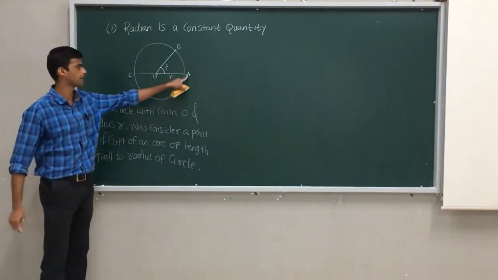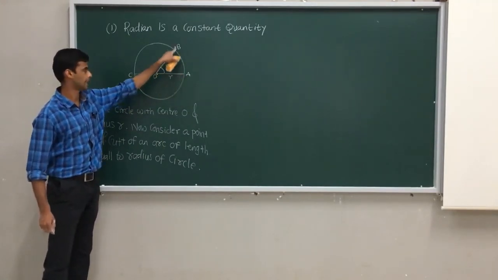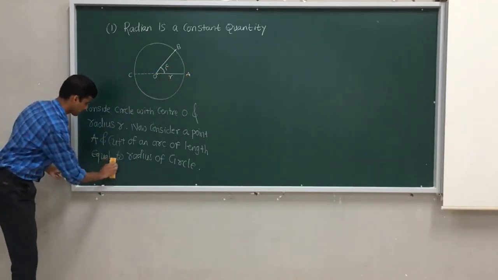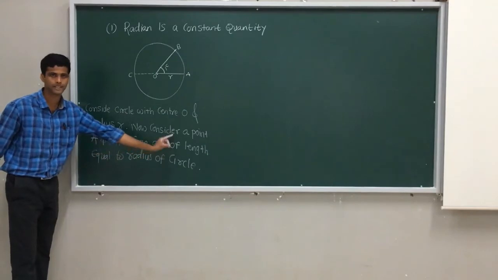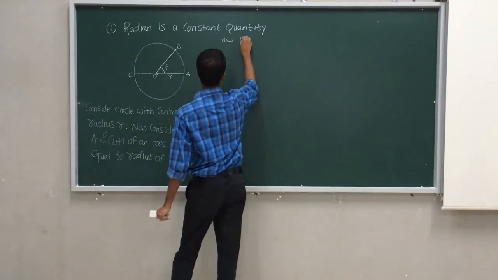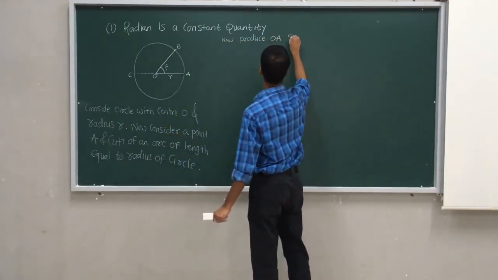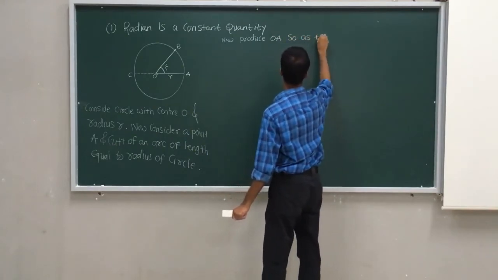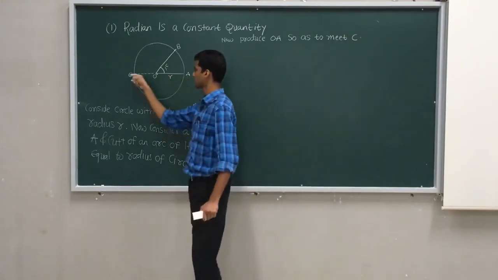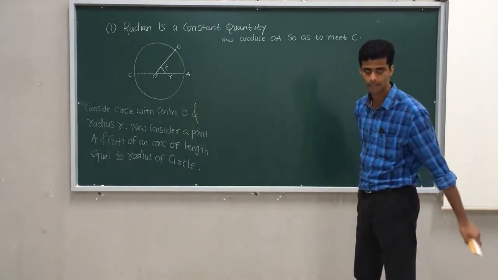So I consider a point A. I will cut off an arc, that is AB, whose length is equal to the radius of the circle. Now produce OA so as to meet C. I have produced OA so as to meet C. So I guess you got this construction. Now I'll write one thing.